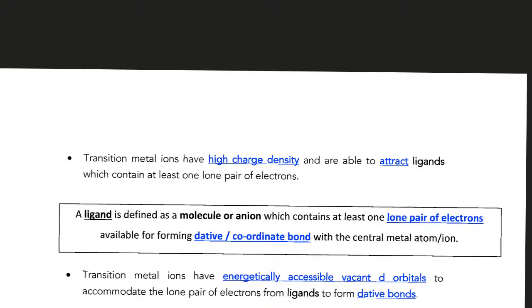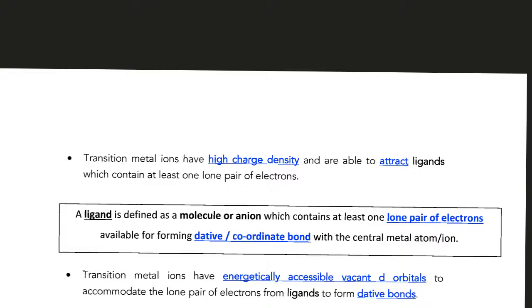Now, why is it able to do so? Because transition metals have high charge density, because usually they will have a charge, or at least they will have an oxidation state of something like +5, +6, and they can attract the ligands, with a lone pair of electrons.